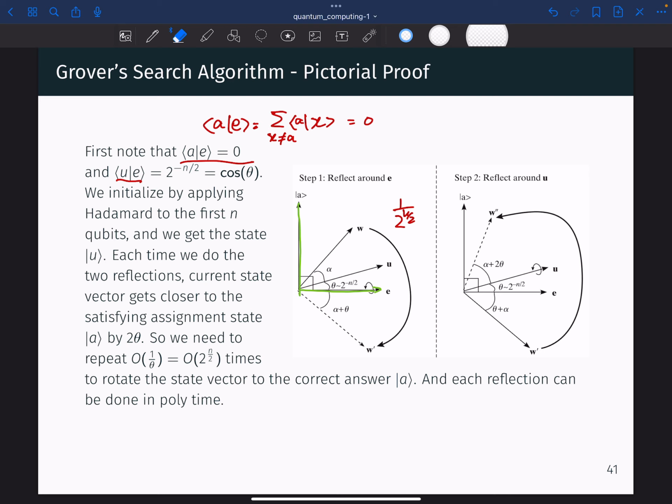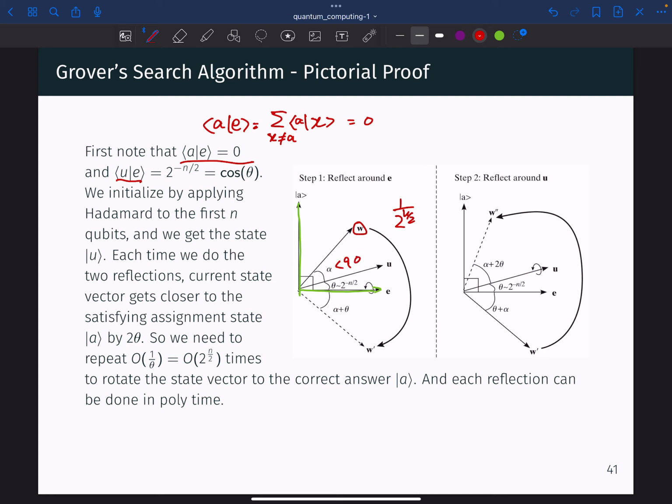Each time we'll be doing two reflections, for which we have constructed the gates. Suppose we're starting with vector w. First, suppose that the angle between w and u is alpha. So this alpha is less than 90 degrees.